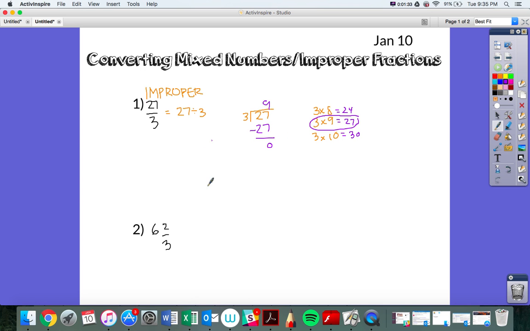So this one's a unique situation because it's actually a whole number. So our answer is going to be 9. And we're not going to have a fraction that goes with it. It's just going to be 9 as a whole number.